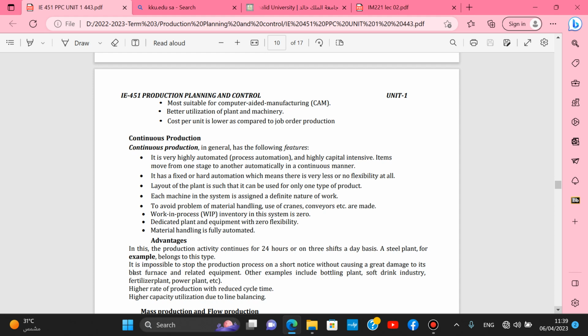And there is a lot of automation. The layout of the plant is such that it can be used for only one type of product. Generally continuous production happens on only one type of product. For example, production of flour, purification of fuel, purification of water, industry of fuels, industry of sugar. So there is one product that they focus on and that comes out in continuous production. The process is clear, and the sugar and flour pass through it continuously.